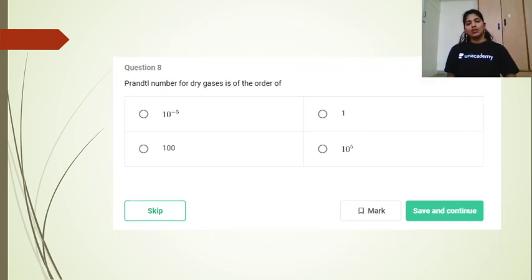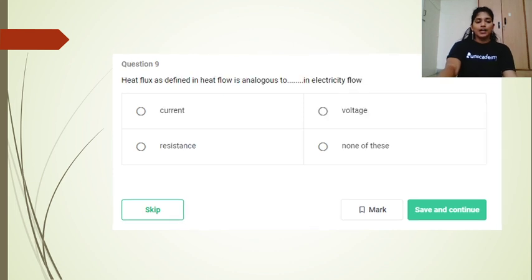Now next one. This is a theoretical question. Prandtl number for dry gases is of the order 1. This is not a very important question, but if you have information about this, there is nothing wrong in that, right? So next question.